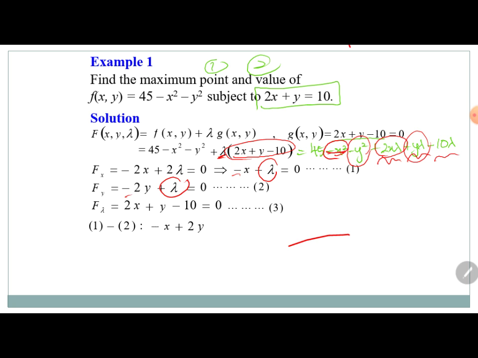And then lambda minus lambda will be 0, so equal to 0. So this is the fourth equation. Now we have equations 3 and 4 all in terms of x and y only, so we can solve the equations in terms of x and y.